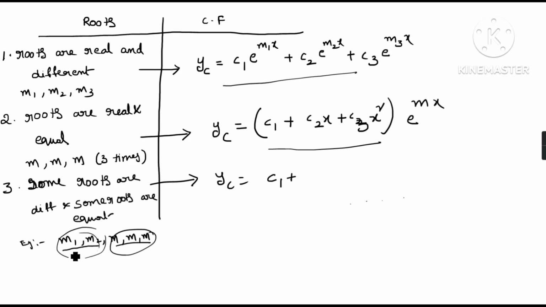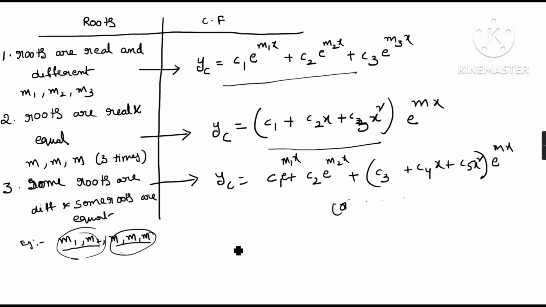C1 plus... 2 roots are different. So for 2 arbitrary constants I am taking C1 into e power m1x plus C2 into e power m2x. Next, m is repeating 3 times. So 3 arbitrary constants you have to take. Already C1, C2 completed, so C3, C4, C5. So it is repeating e power mx. So (C3 plus C4x plus C5x square) into e power mx.